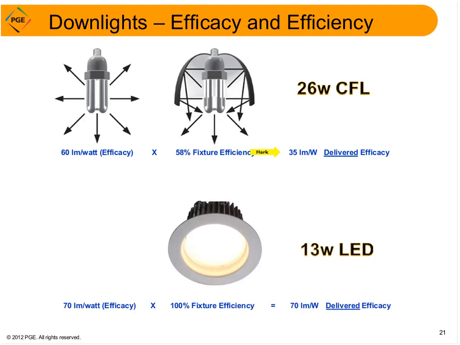Now LED fixtures, like this downlight fixture or a kit, are tested in a manner that tests the whole thing, not just the lamp. So when it says it's 70 lumens per watt, it's assuming 100% fixture efficiency, and all the lumens that are rated for that fixture are going to be delivered lumens. So the delivered efficacy here is 70 lumens per watt. So from this example, you can see that if you chose this 13-watt LED, you would get the same amount of light as the 26-watt CFL and save 50%. So by any measure, the LED makes an excellent choice for downlights.